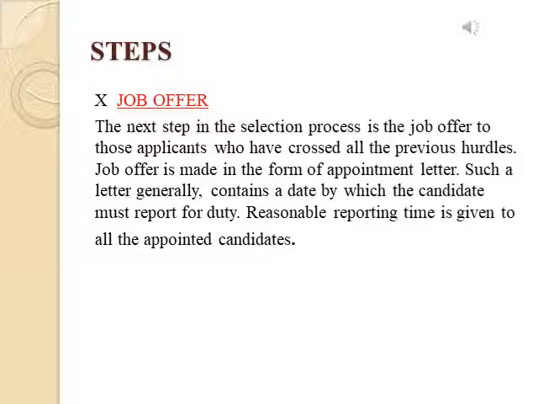Job offer is made in the form of an appointment letter, which is given after the physical examination to the candidate. The appointment letter generally contains a date by which the applicant must report for the duty, and reasonable reporting time is also given to all the appointed candidates. Such a job offer also contains the specifications of the job and all the rules and regulations about the company.